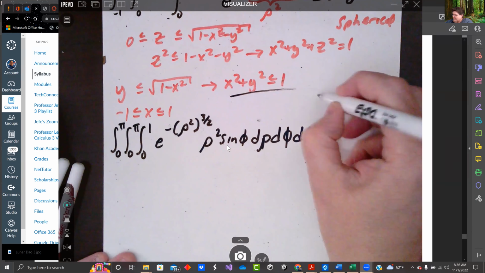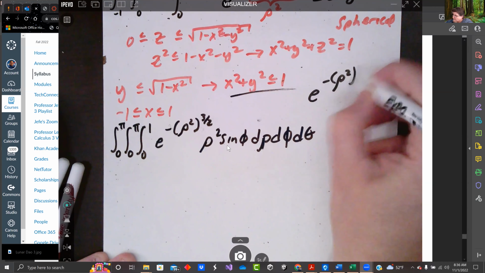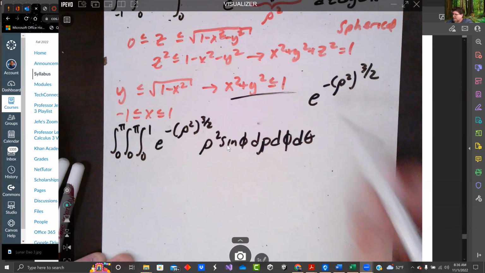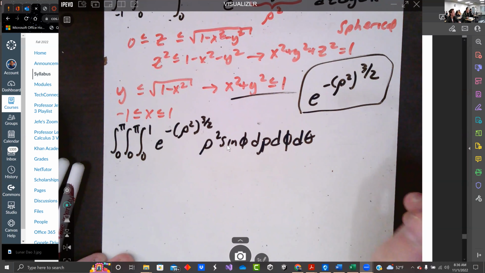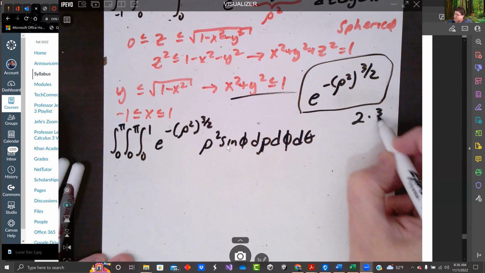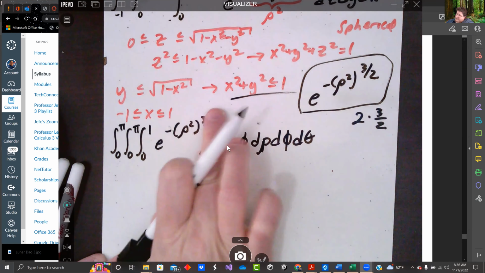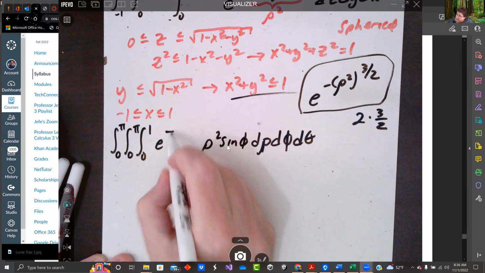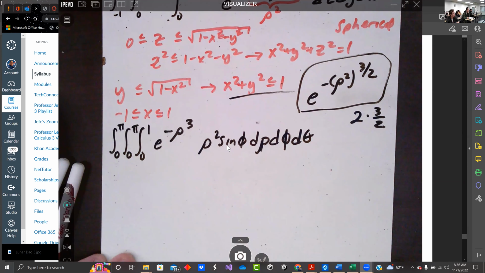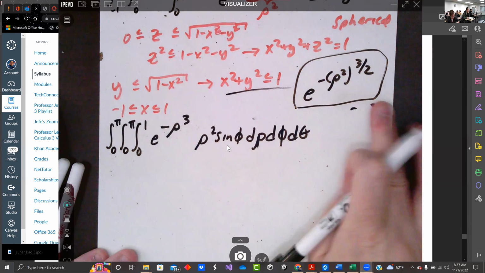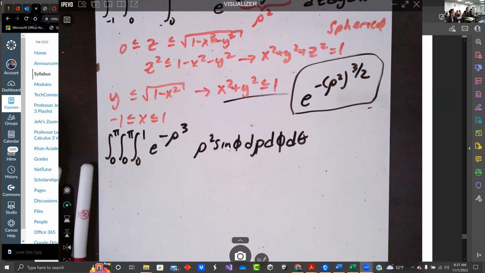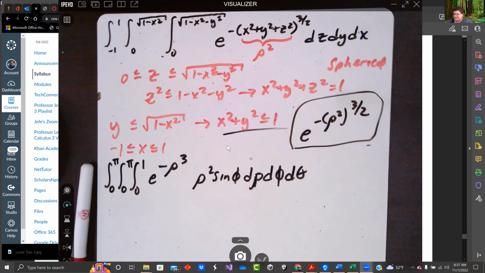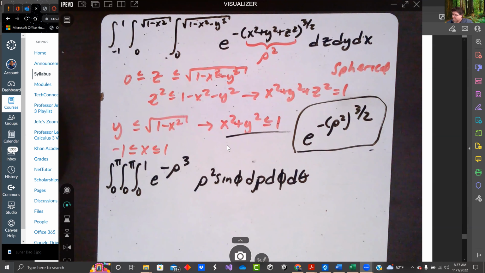What does this clean up to? Because that's ugly. We take the exponents and multiply them. This should clean up to negative rho cubed. Let me make sure everything's matching up. That one goes with rho.